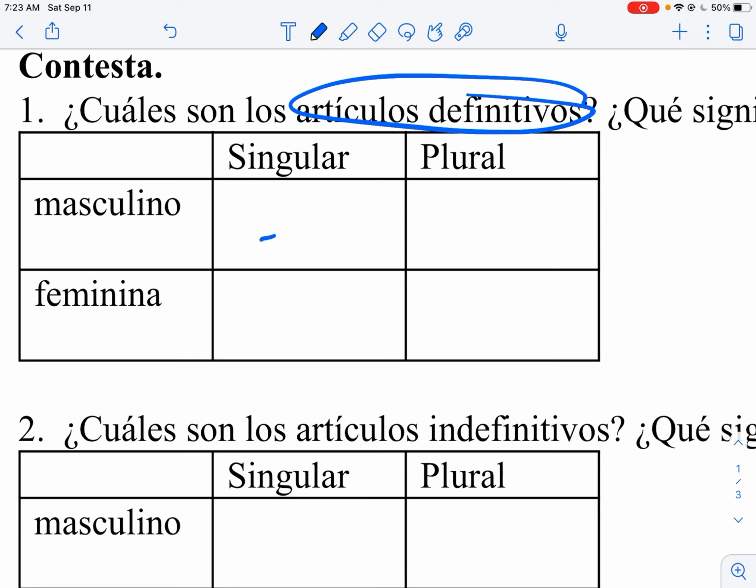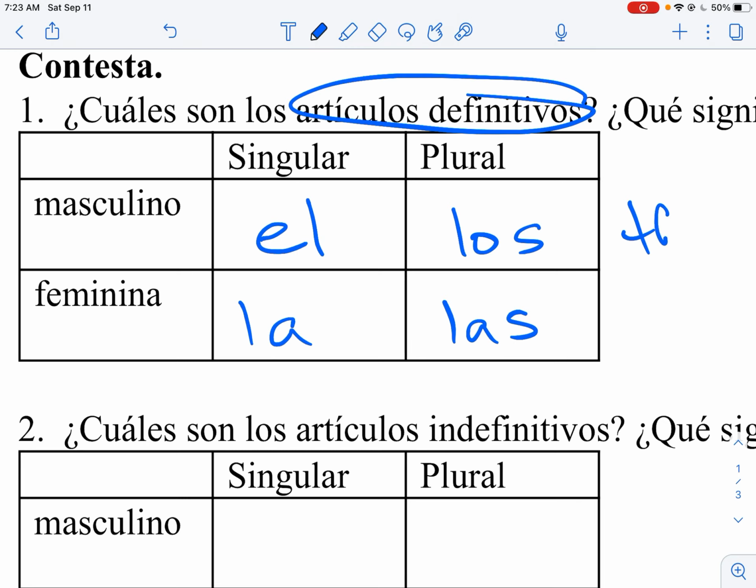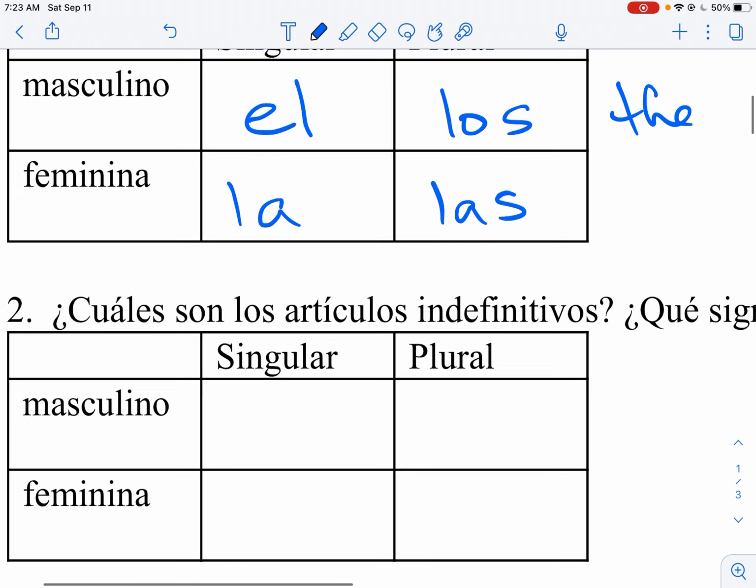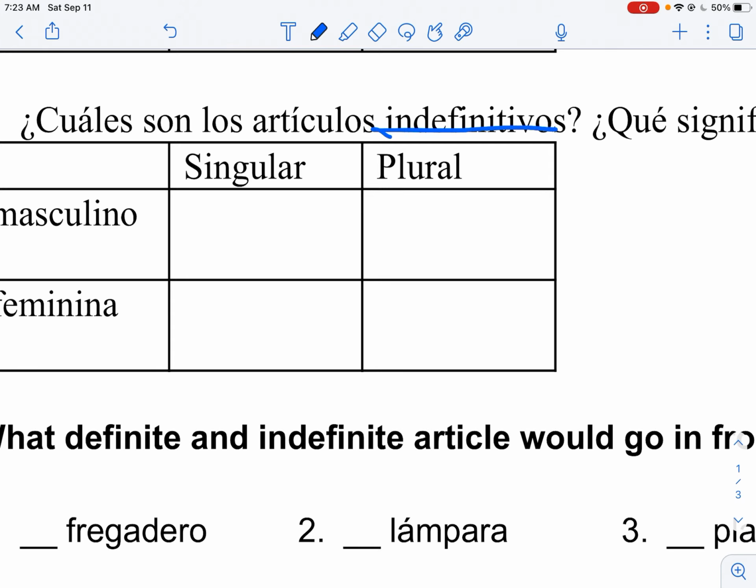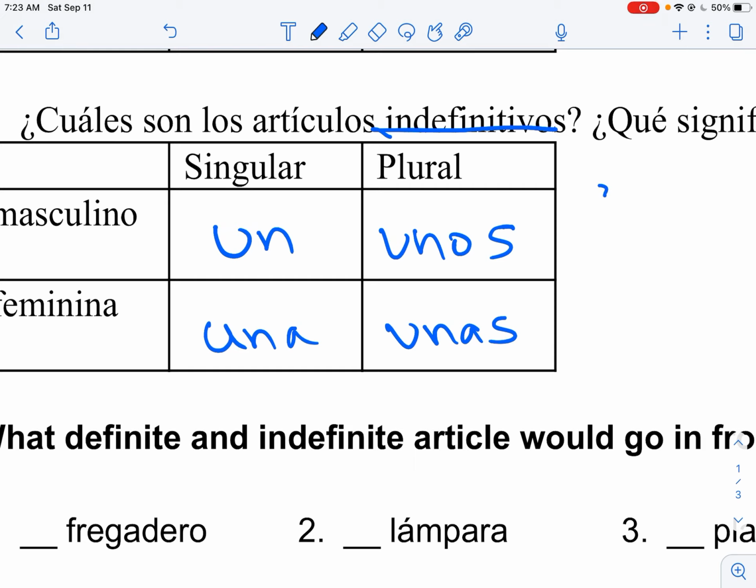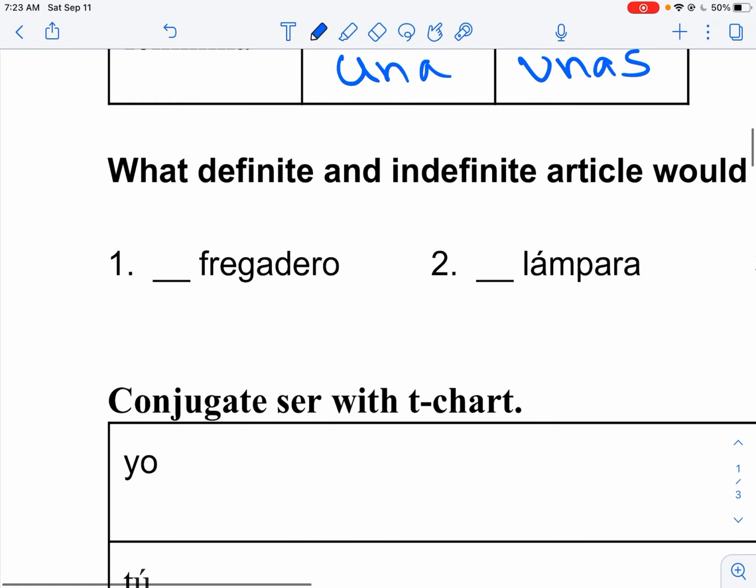These are the definite articles. El, los, la, las. What do they mean? The indefinite articles. Un, unos, una, and unas. What does it mean? A, an, and some.